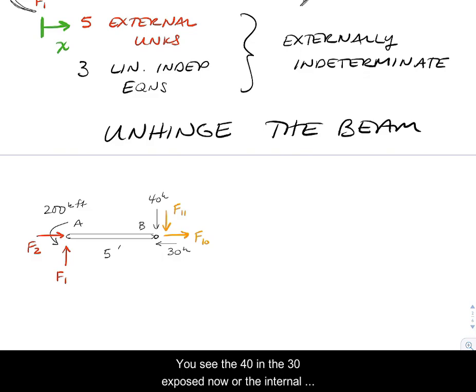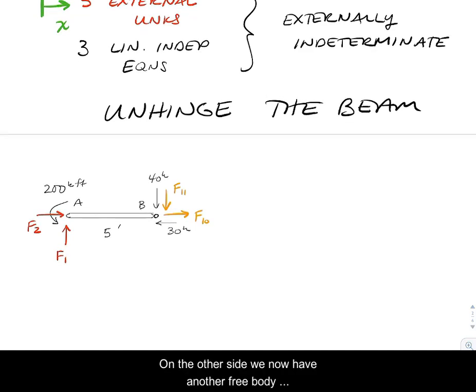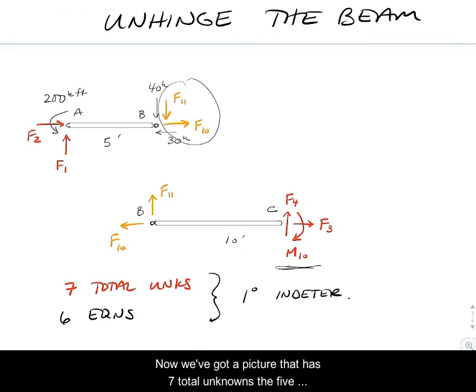Now are the internal hinge forces. I've called them F11 and F10. On the other side, we now have another free body diagram, and that's going to have the equal and opposite internal forces F10 and F11, and the wall forces. So now we've got a picture that has 7 total unknowns, the 5 externals and 2 internals, giving us 7. And we've got 6 equations of equilibrium, because we have 2 free body diagrams. So this is a 1-degree indeterminate problem.